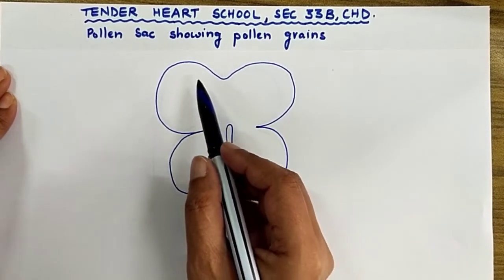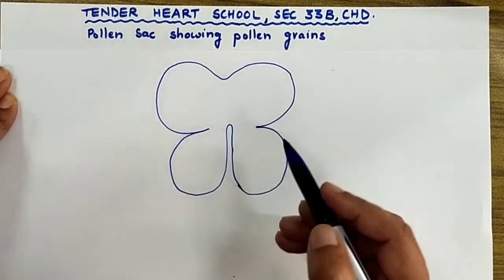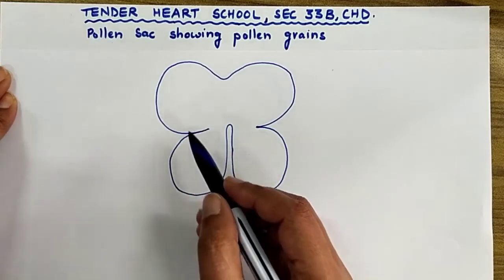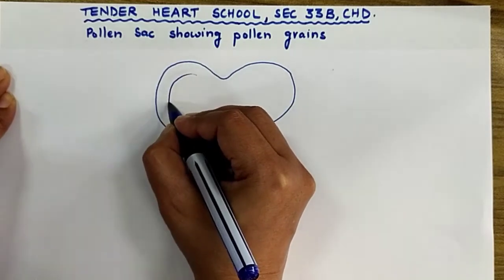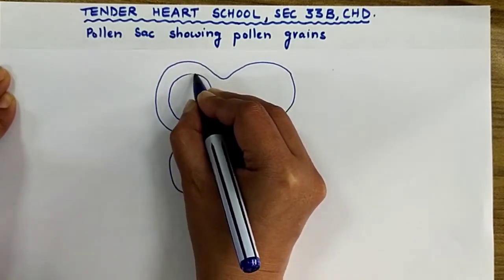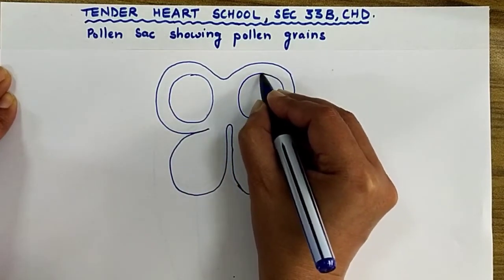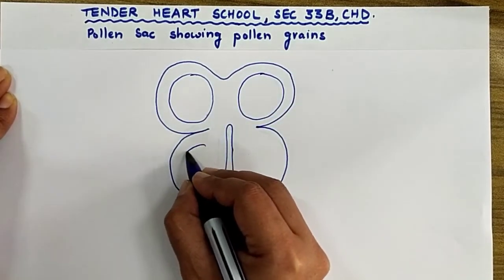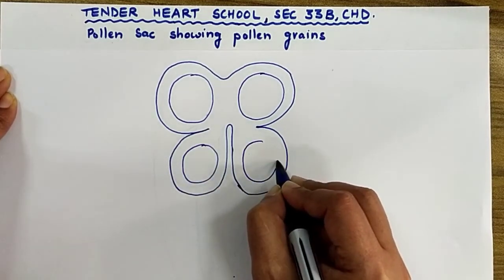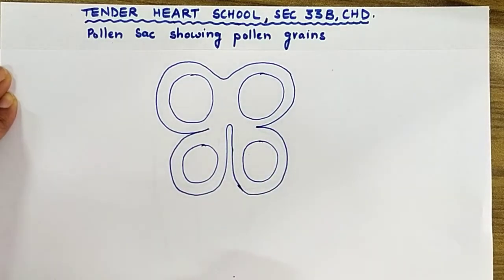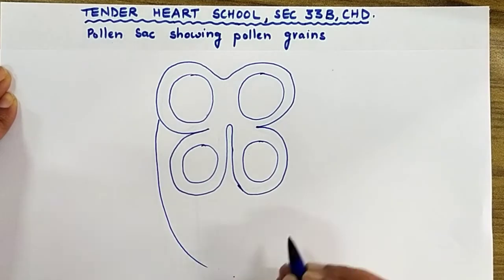So you can see this is the first lobe and this is the second lobe of the anther. Now each of the lobes further has two pollen sacs. So you can make the pollen sacs inside each of the bilobed structure. It further has two pollen sacs. So in total we have 4 pollen sacs. So these are the pollen sacs. Let us draw the lower portion.